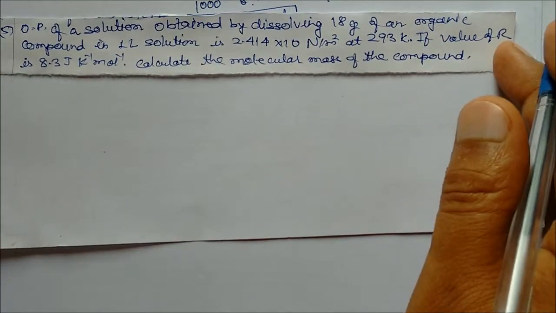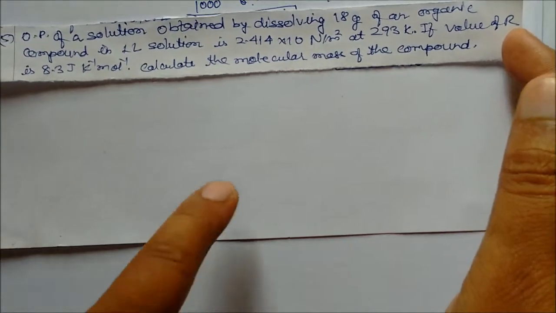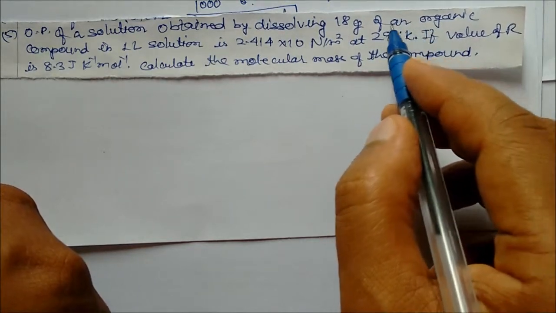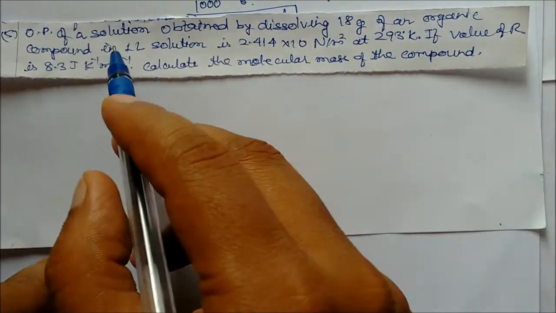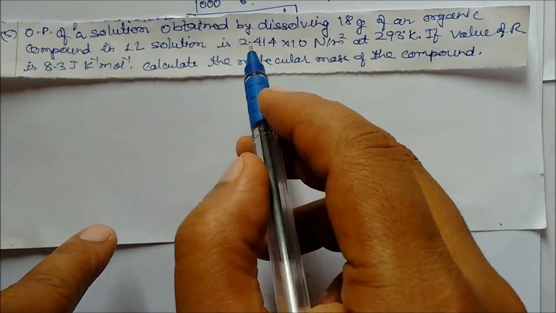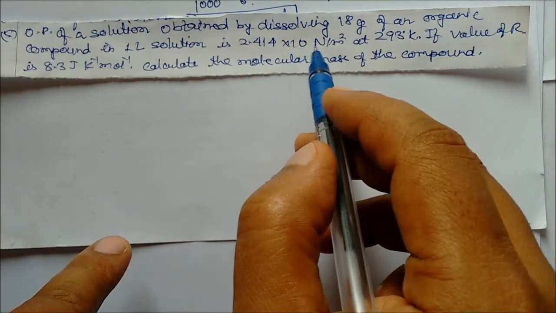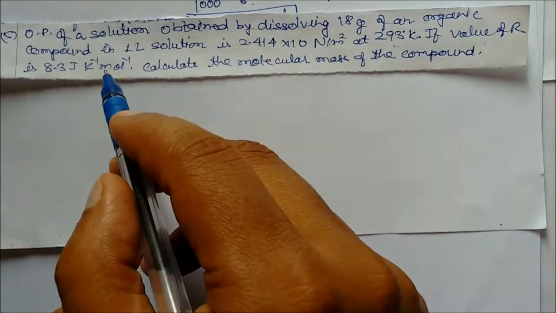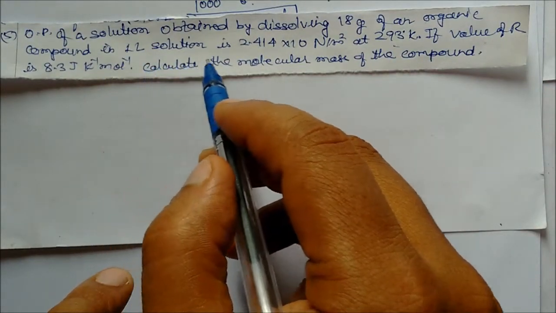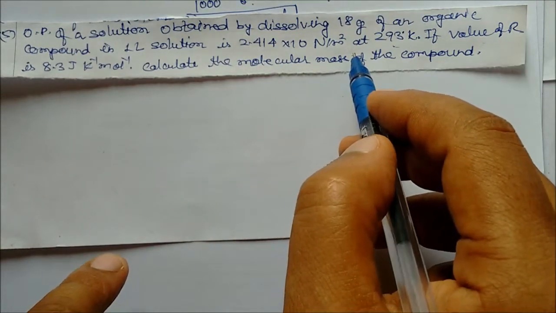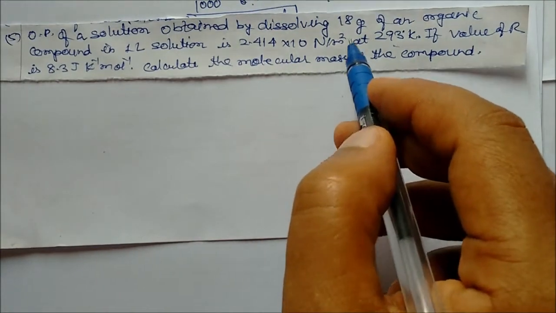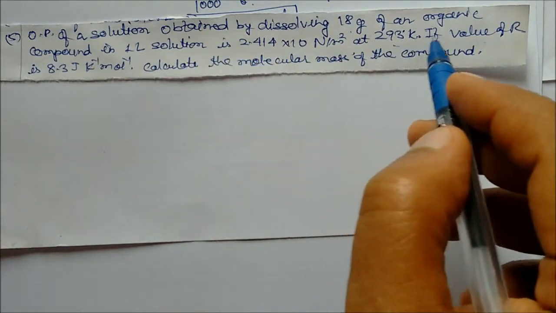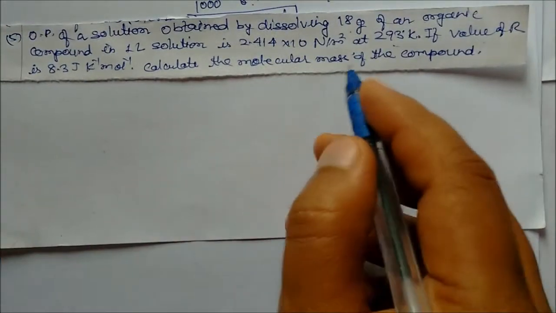Osmotic pressure obtained by dissolving 18 gram of the organic compound in 1 liter solution is 2.414 into 10 power 10 newton per meter square at 293 Kelvin. If the value of R is 8.3 joule per Kelvin per mole, calculate the molecular mass of the compound. So here we got the mass given, volume given, pressure given, temperature given, R also given. Now we have to calculate the molecular mass.